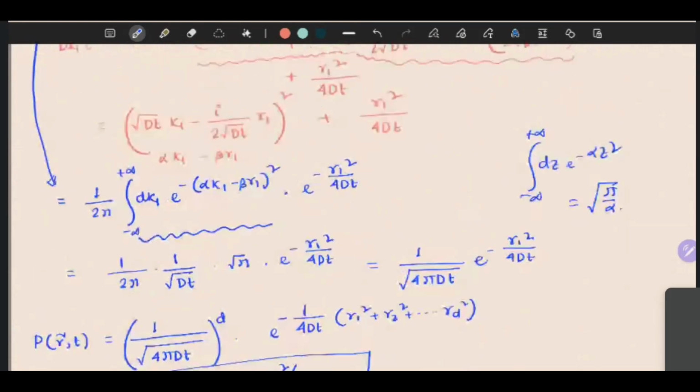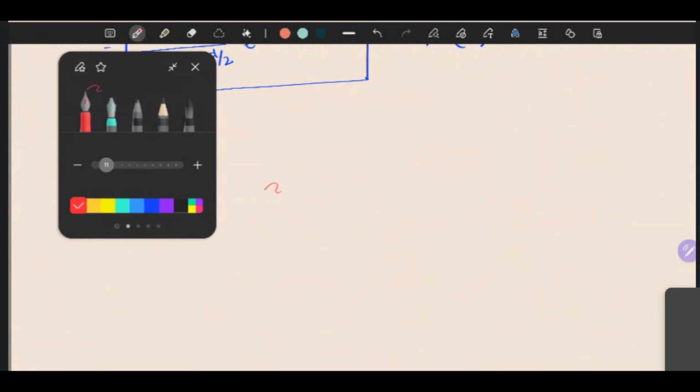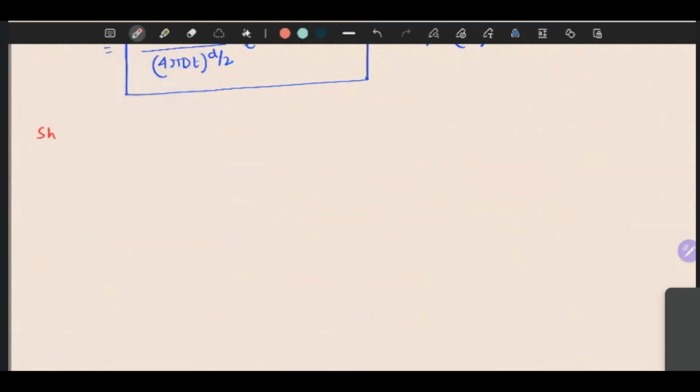Now you can solve this equation also in this way, using the shifted Gaussian integral. You can directly write this.